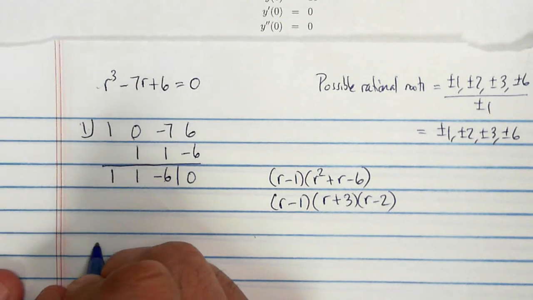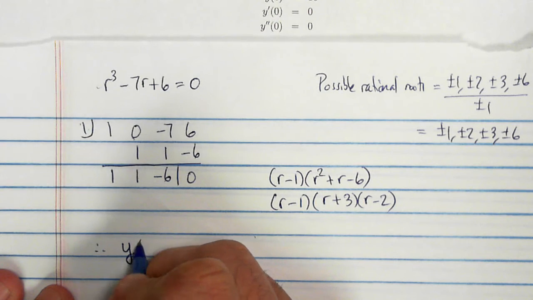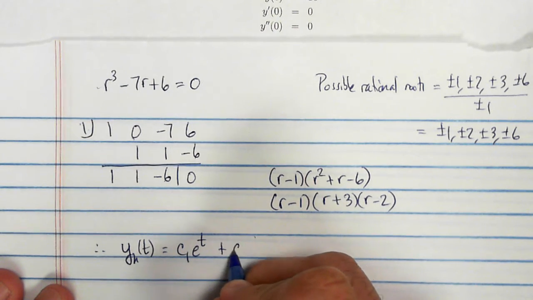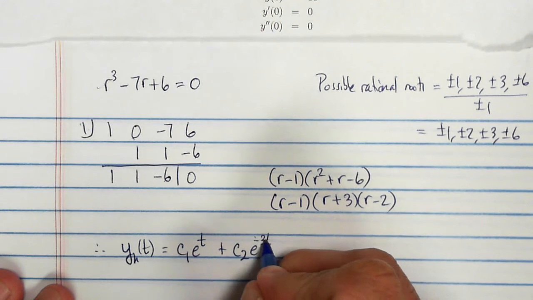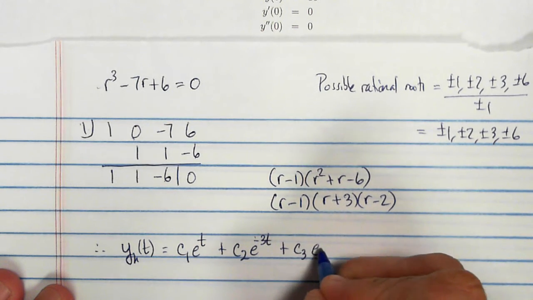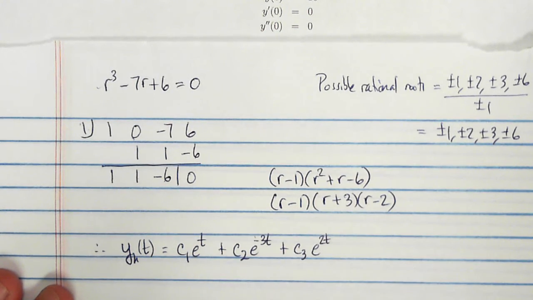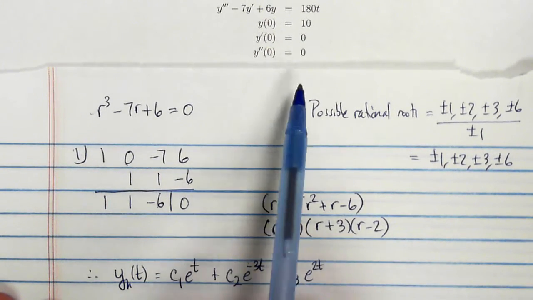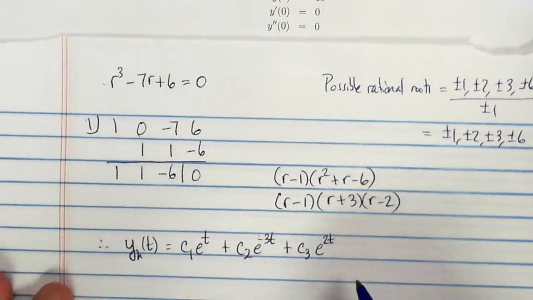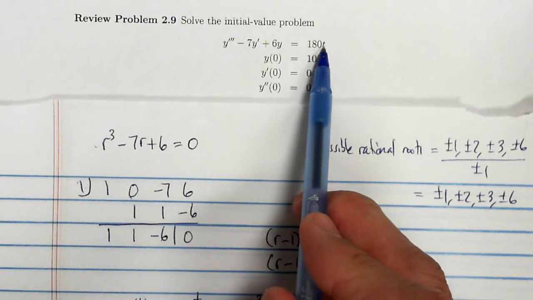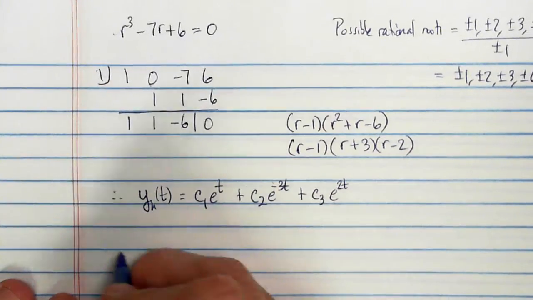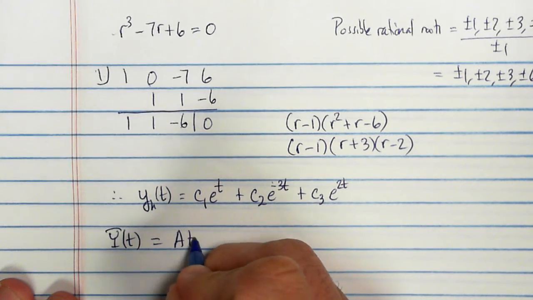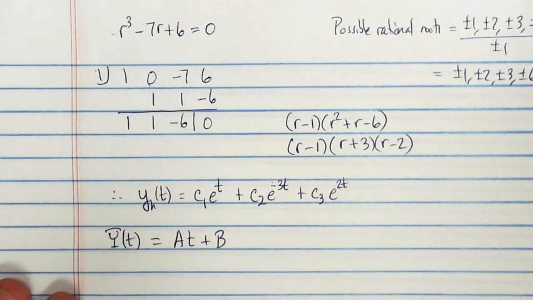And so that means that my homogeneous solution is going to be c1 e to the t plus c2 e to the minus 3t plus c3 e to the 2t. Okay, next we find the particular solution for 180t. So 180t, that is a polynomial.